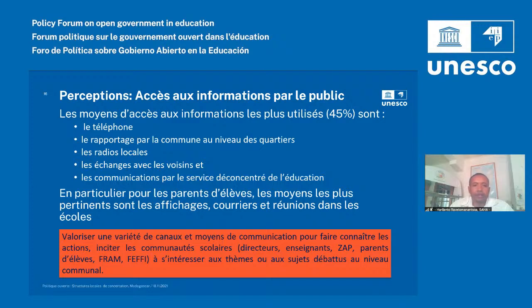They gave priority to mail and posters as being the means that are the most relevant or most appropriate for them to get information. And usually it's reporting by the district at the neighborhood level, the local radio station, just conversations with neighbors and communications with the decentralized education outposts that are very important. So the project enhanced communication, knowing that this had been the feedback and these were the priorities.